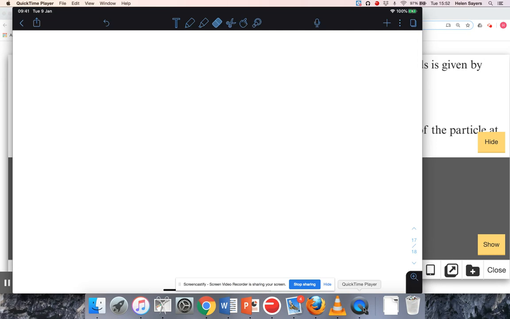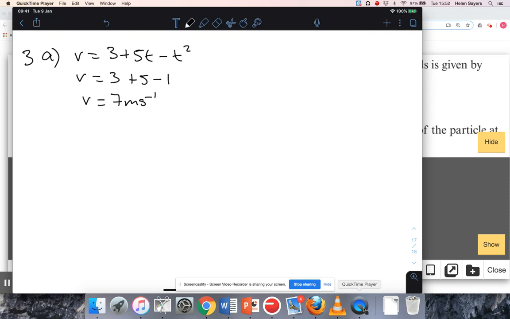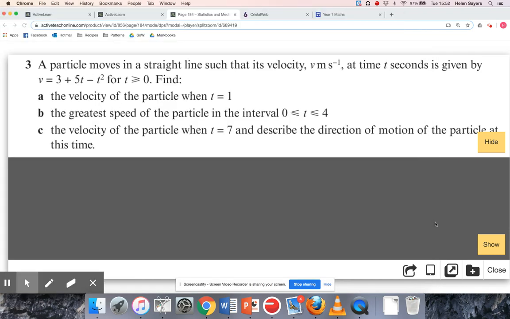So in part A, so this is question 3. Okay, so v is 3 plus 5t minus t squared. So when t is 1, v is 3 plus 5 minus 1. So v is 7 meters a second. Okay, and then part B, the greatest speed.